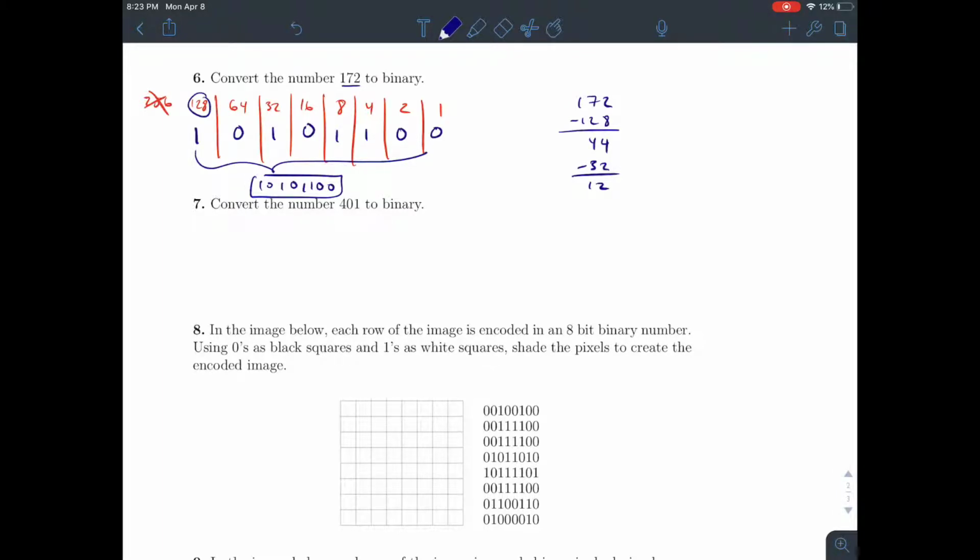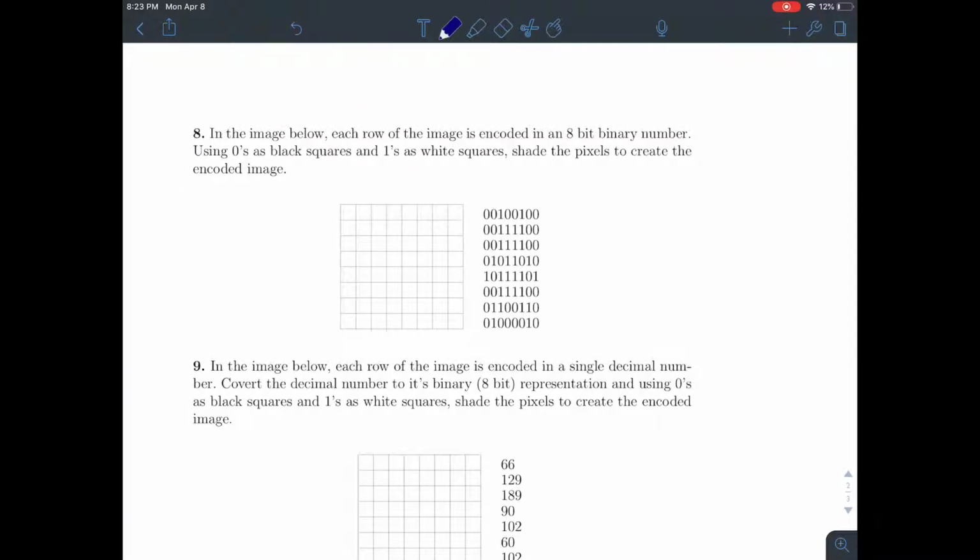Convert the number 4 to binary. I think you got this now. On the image below, each row of the image is encoded in an 8-bit binary number. So here we go. This is 8 bits. It's binary because it's ones or zeros. Each one of the digits is a bit. Using zeros as black squares and ones as white squares, shade the pixels to create the encoded image.